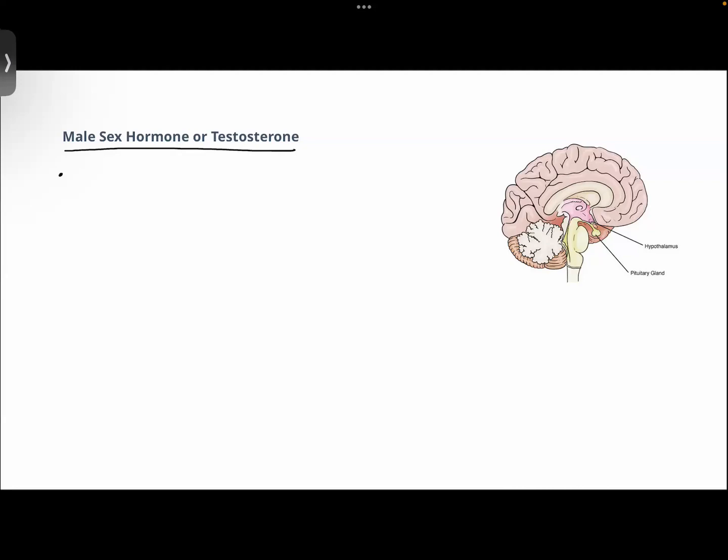There, scrotum was there, vas deferens, seminal vesicle was there, prostate gland was there. Which part of the male reproductive system produces the male sex hormone, testosterone?